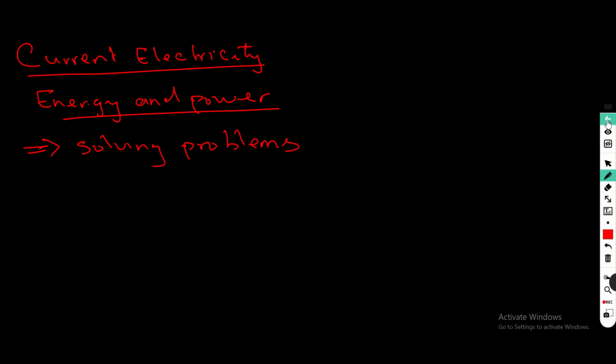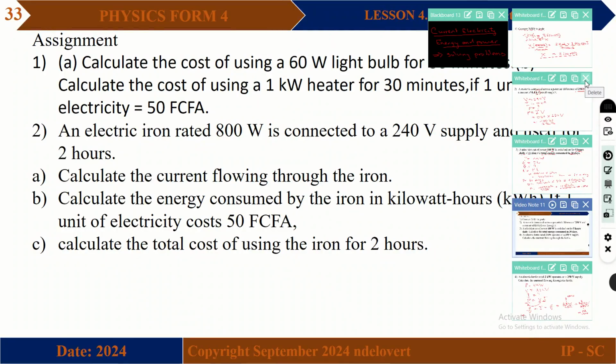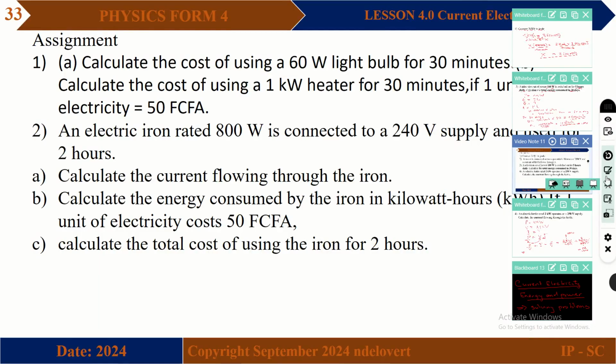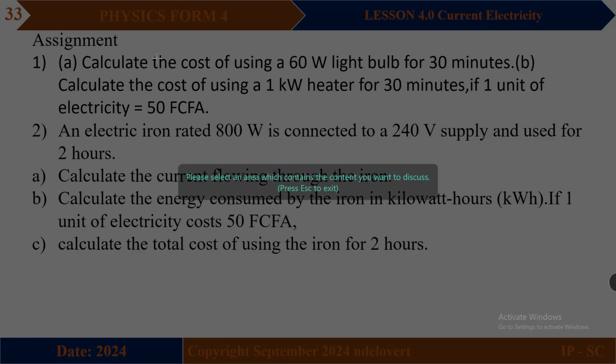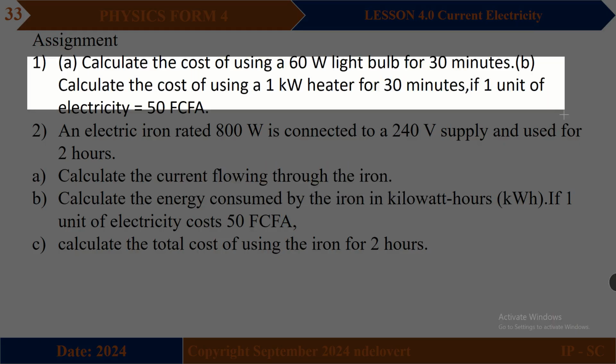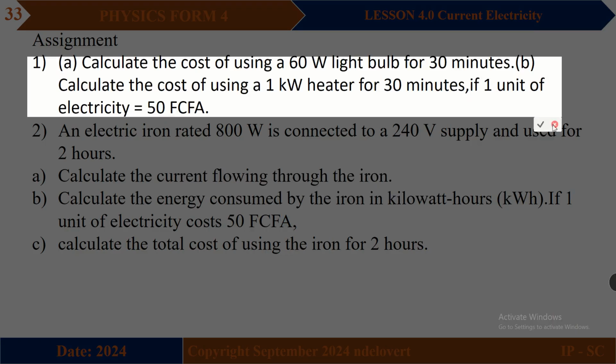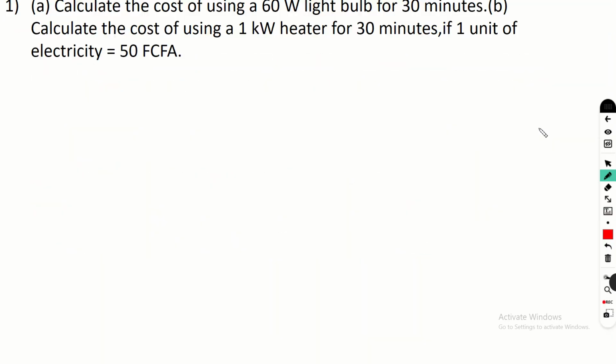So for the first problem, let's look at it. It was like an assignment. The question says: A, calculate the cost of using a 60-watt light bulb for 30 minutes. B, calculate the cost of using a 1 kilowatt heater for 30 minutes if 1 unit of electricity costs 50 francs. This question has two parts, and we need to solve them.